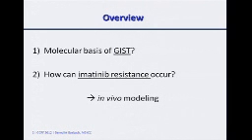I want to focus on two little questions, which are very basic in the end. What is the molecular basis of GIST? And how can we prove that? What is causative for GIST? And how can imatinib resistance occur?